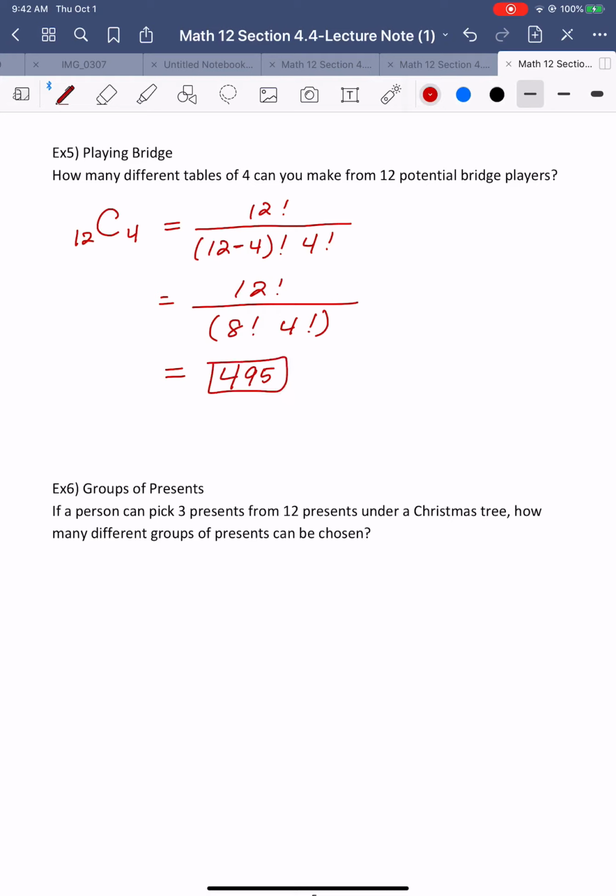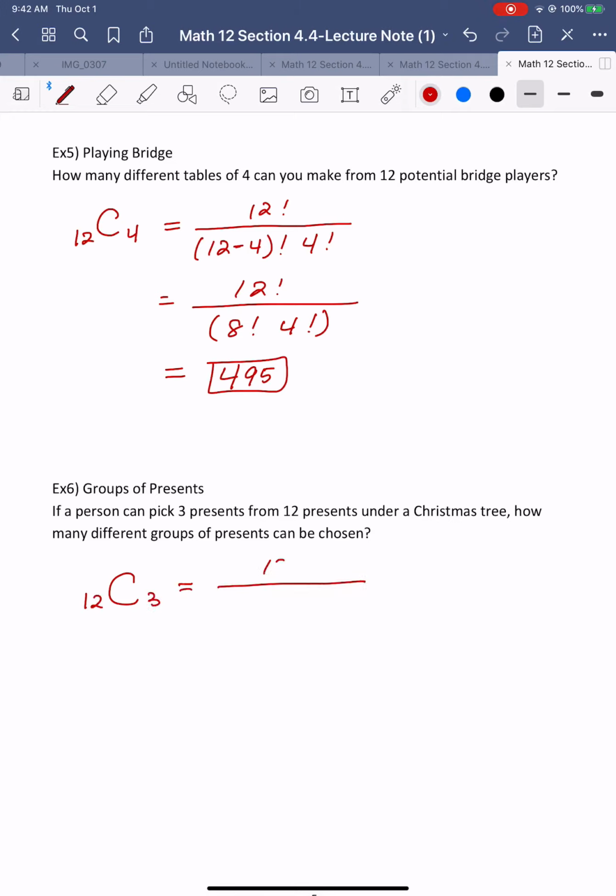Alright, group of presents. If a person can pick 3 presents from the 12 presents under the Christmas tree, how many different groups of presents can be chosen? So present, we don't know, this is an anonymous present, right? So from the 12 presents, you pick 3.